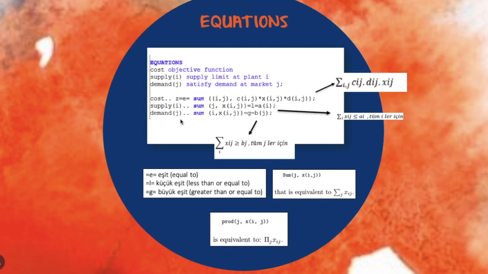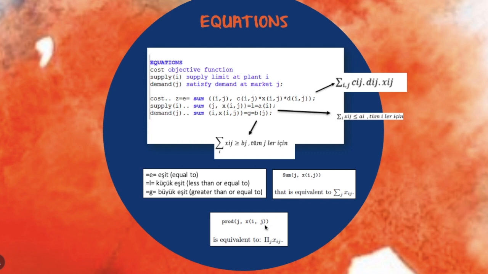Demand, sum over i's, xij's greater than or equal to bj's, and that means summing all x, i's and j's are constant here. For every j, we're going to sum all i's, x1, x2, x3 with one j, like x11, x21, x31, etc. And it will be greater than or equal to b1 at the end. Okay, I think that is enough.